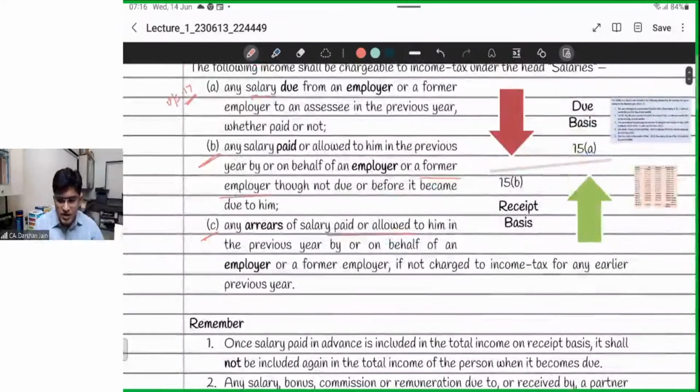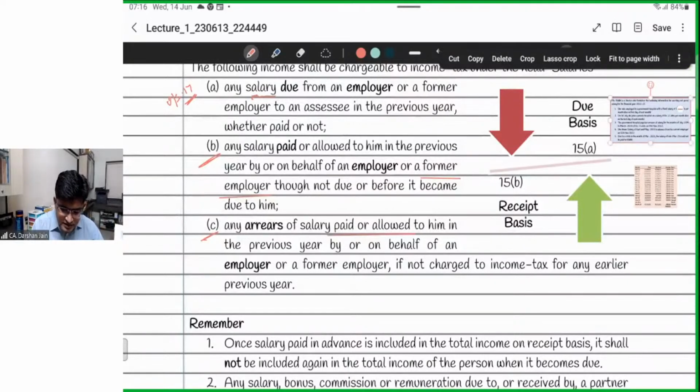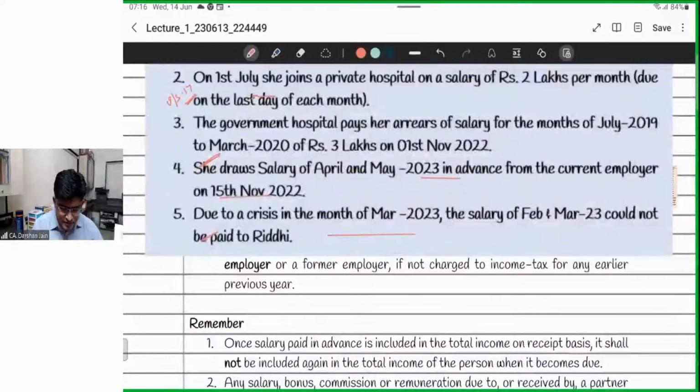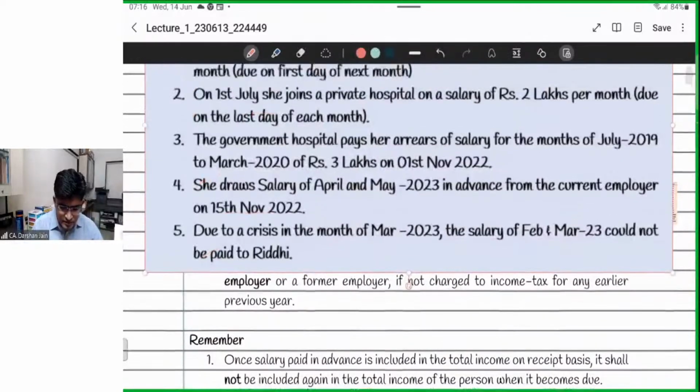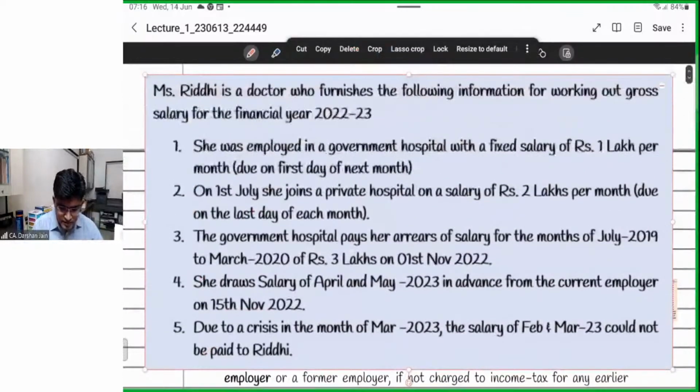Let's take up a problem. I'll just share with you a very simple example wherein you'll understand the meaning of due or receipt basis in case of salary. Just read this. Okay. Is the question visible?